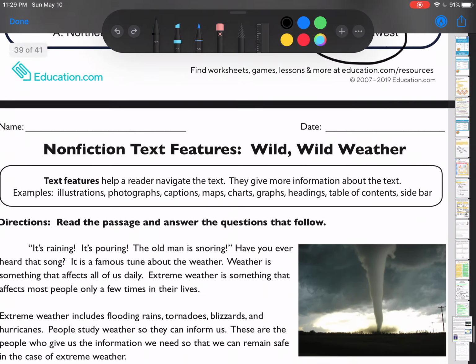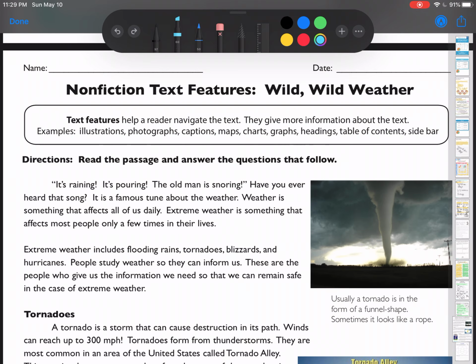Text features, wild, wild weather. Text features help the reader navigate the text. They give more information about the text. Examples: illustrations, photographs, maps, charts, and so on. Alright, let's read it and answer the questions.